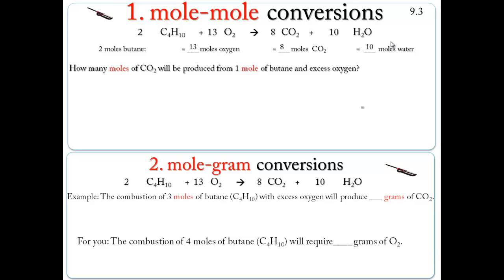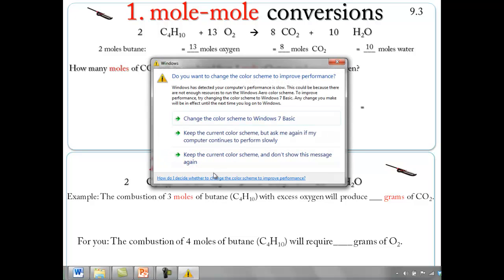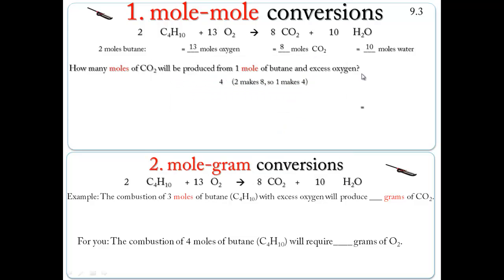To solve these problems, you start with what you're given, which is 1 mole of butane, and you figure out how many moles of carbon dioxide it's equivalent to. I did this in my head. I said the answer is going to be 4. That's because we know that 2 moles of butane make 8 moles of carbon dioxide. It's a 4-to-1 increase, so I just did that in my head. You could also do it as a one-step conversion.